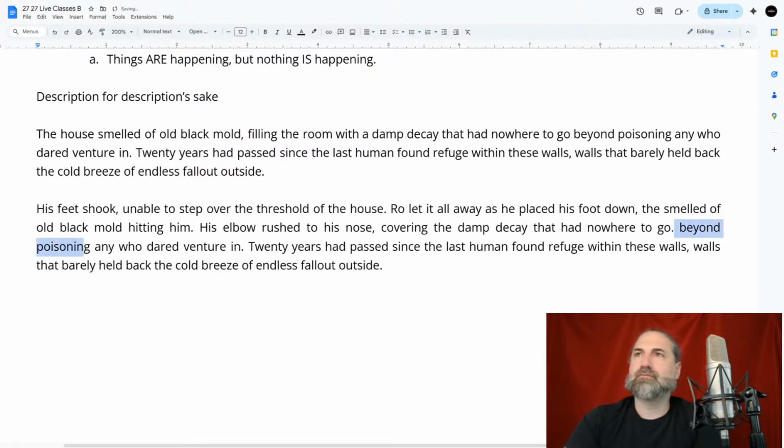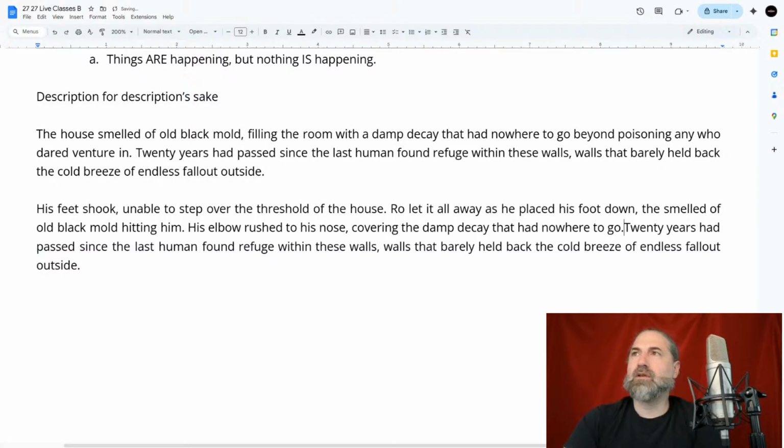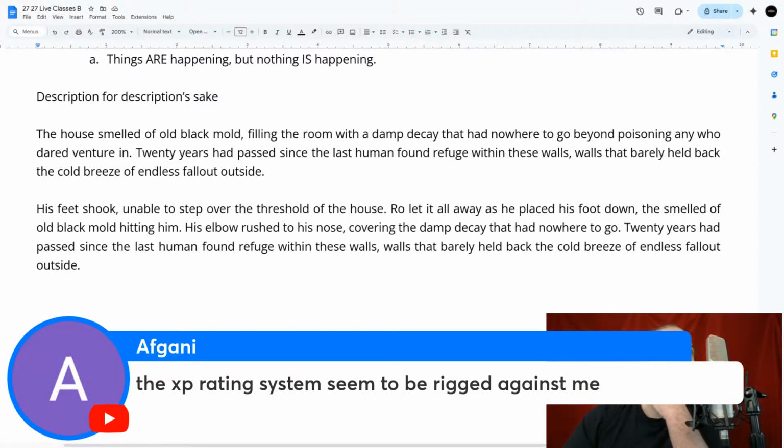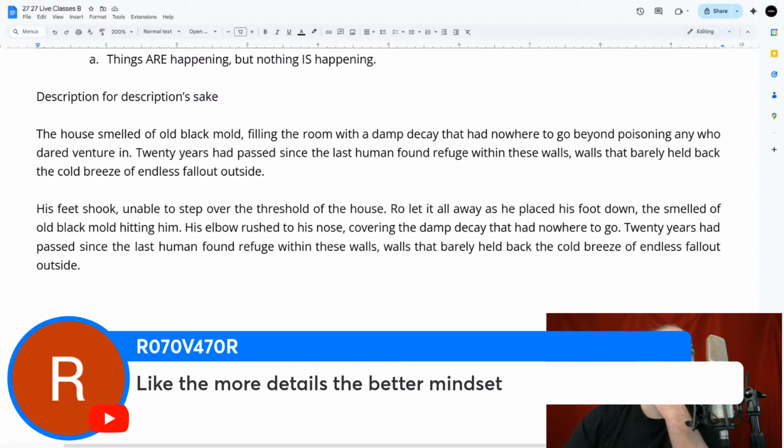All right. Oh, what do we got? Maybe. The XP rating system seemed to be rigged against me. Maybe, what is it? 150 max though, right? Yeah. I wonder why they do that. Like, the more details, the better mindset.